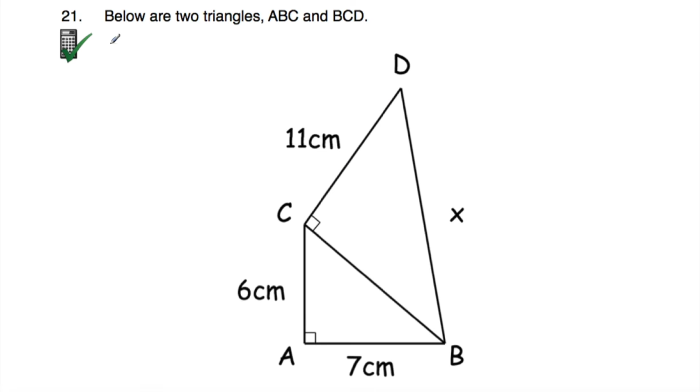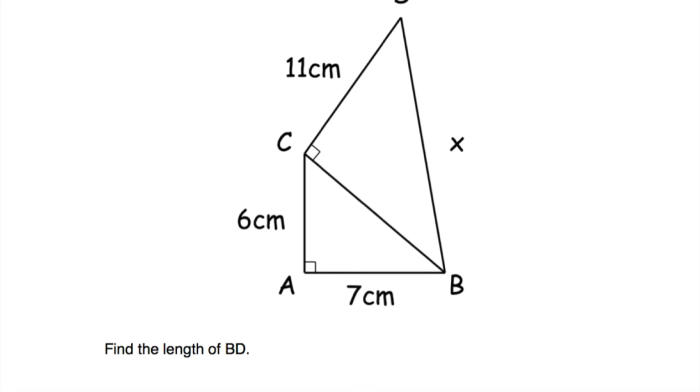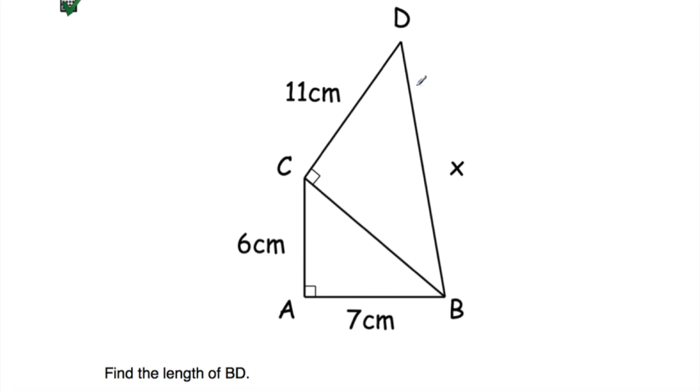Okay, let's have a look at question number 21. Question number 21 says, below are 2 triangles, ABC and BCD. So we've got ABC, that's a right angle triangle, and BCD, that's also a right angle triangle. The question says, find the length of BD. So we want to find the length of BD, which is labelled X, the distance here joining B to D.